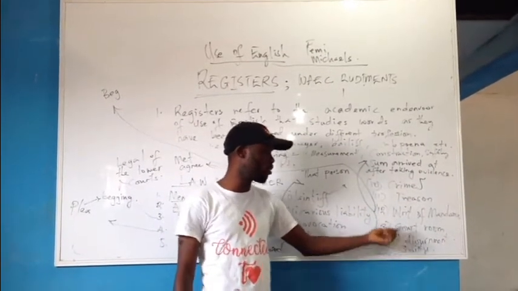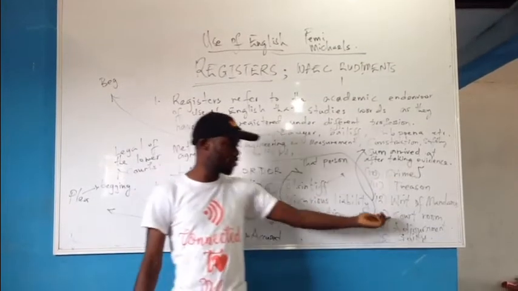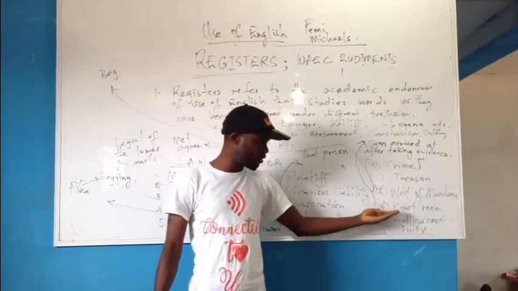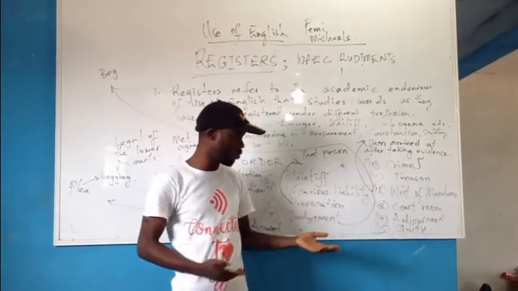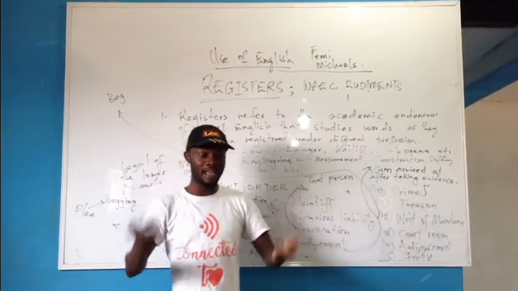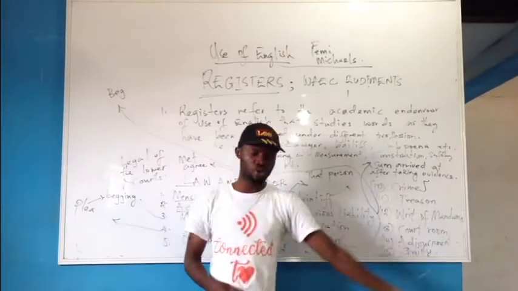Okay, number 13, courtroom. This is as simple as it looks. It is a room where judgment is given or cases are heard. That is what a courtroom is.